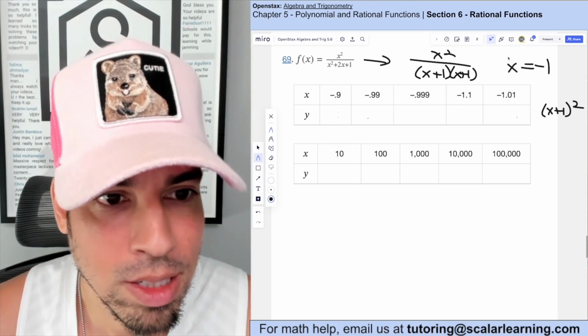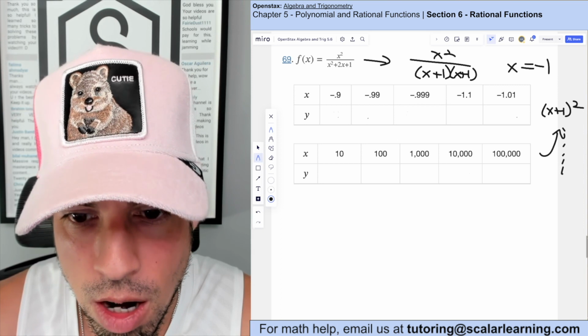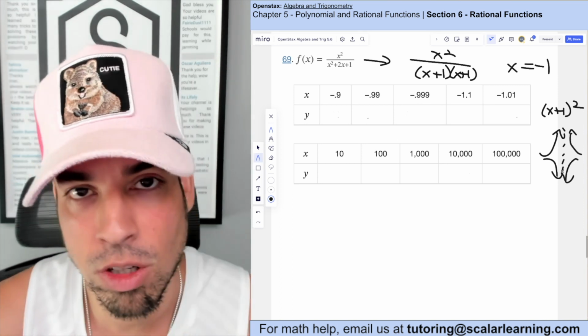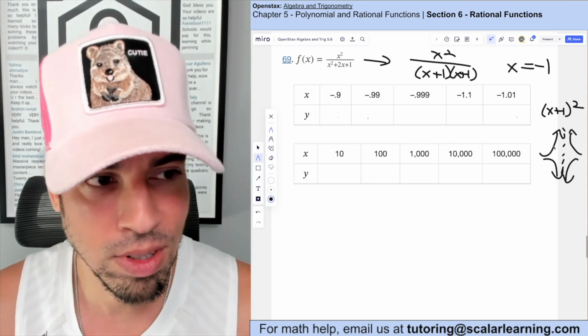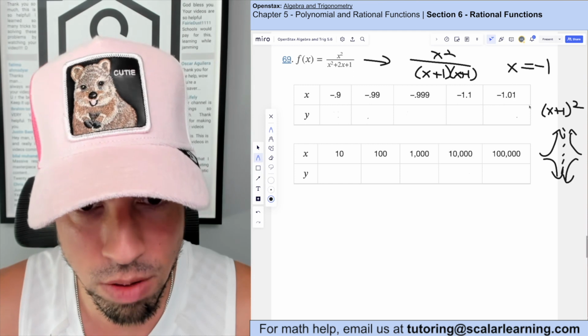So what we should be seeing at that asymptote is either both sides going up and up, or both going down and down. So we'll see whether it goes to negative infinity or positive infinity on both sides. We're going to check by plugging in values closer and closer to -1 from both sides.